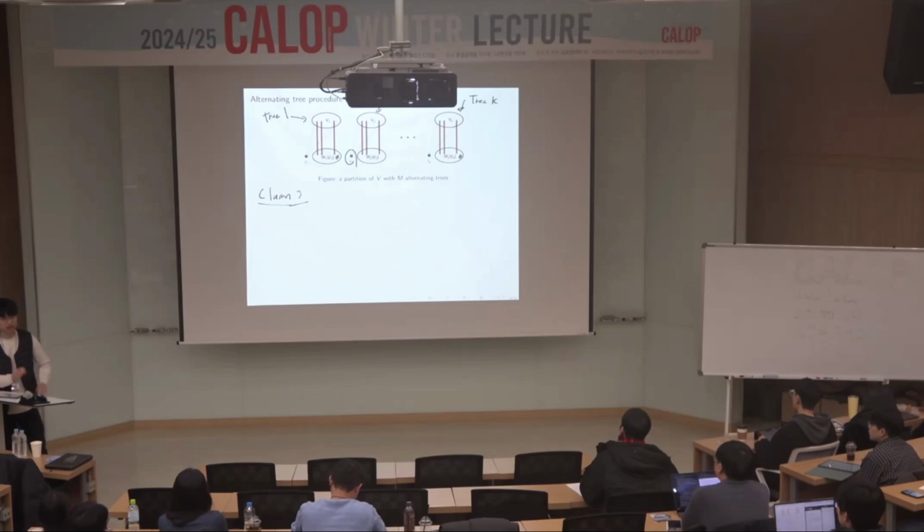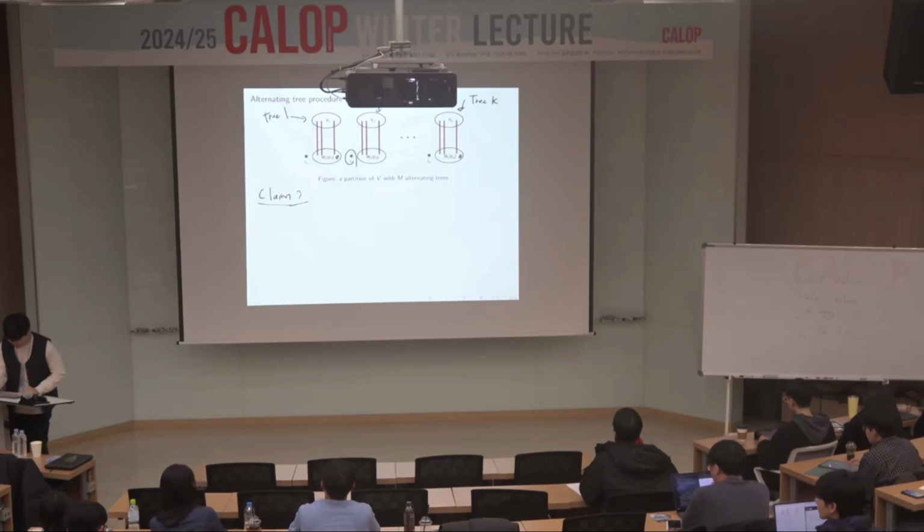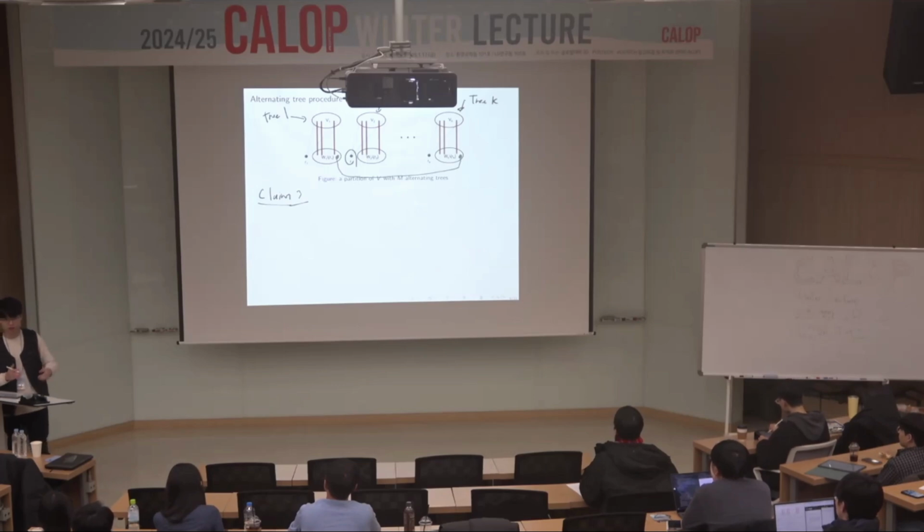I want to claim that there's no augmenting path at all. I want to claim that this current matching is maximum if you don't have any augmenting path like this. To show that, the claim is the following: I take two vertices from this even level, from whichever tree you take.